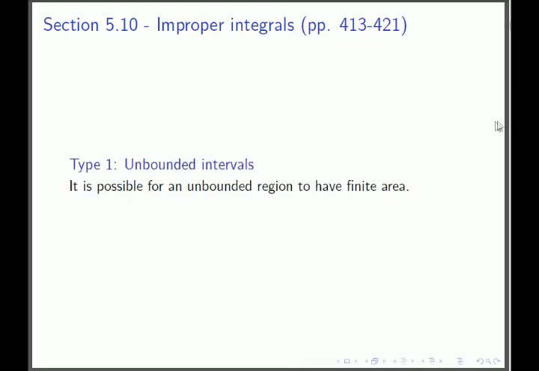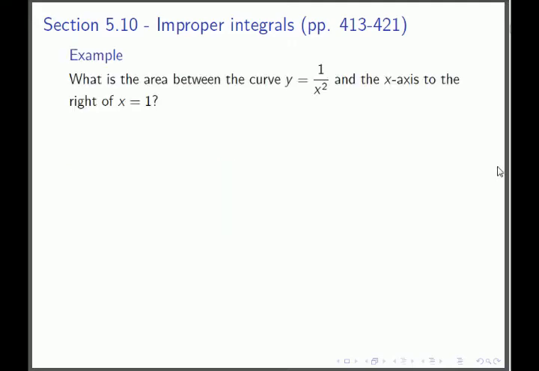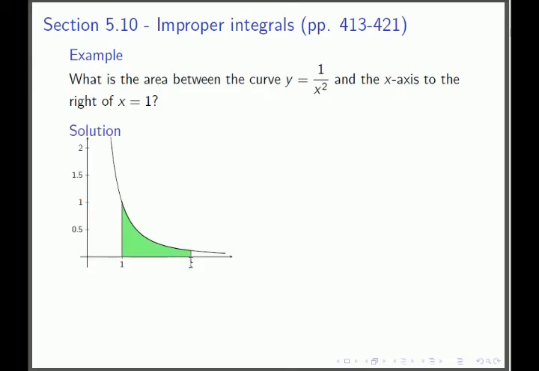The first type of improper integral is the kind where we're integrating over an unbounded interval. Now, it is possible for an unbounded region to have a finite area, as in the following example. What is the area between the curve y equals 1 over x squared and the x-axis, to the right of x equals 1? Well, we can't really compute that, but we do know how to compute a truncated version of it. We can integrate from 1 up to some point t, where t is some very large number, and we can compute that area as follows.